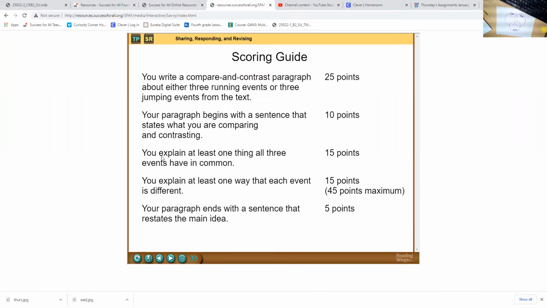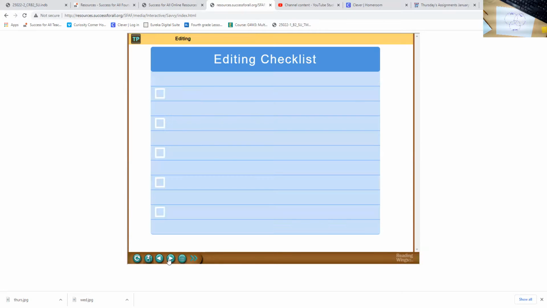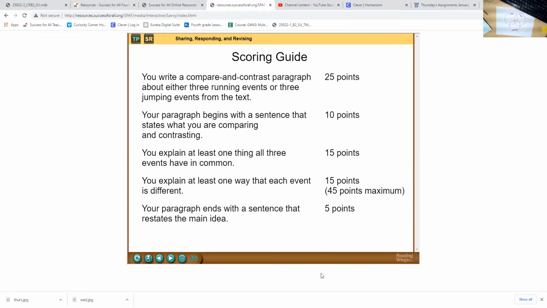And then you need to explain at least one thing, that middle part that they have in common, in a sentence. Then you need to take your diagram and take how they're different, and you're going to have some sentences, like 3 sentences for one way each one is different. So like the long jump, blah, blah, blah, whatever you're going to write. And then your paragraph has to end with a sentence that restates the main idea. So think about what all you are talking about here, and you're going to write a final sentence. Okay, so I am going to stop there and you can get to writing.